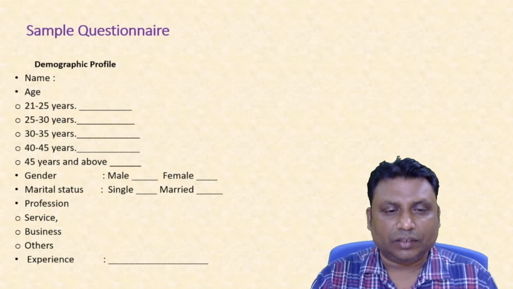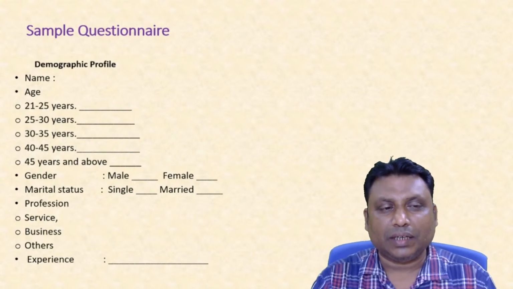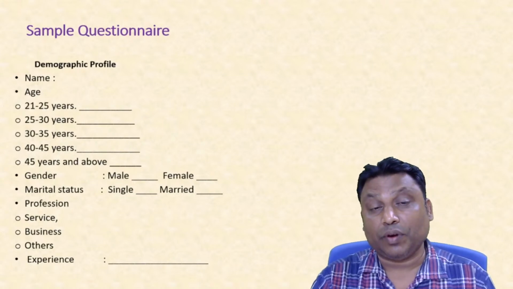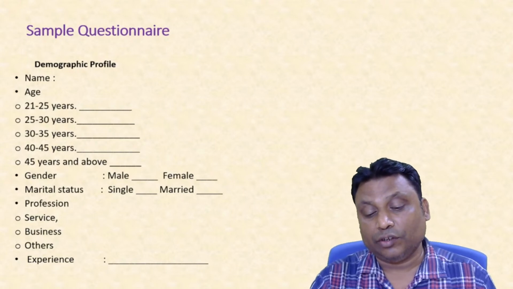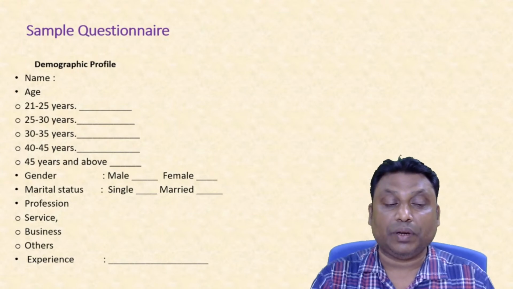Similarly, marital status, either single or married. Single you can put a tick mark, or married you can tick mark. But before that, you have to give the instruction, either put tick marks or whatever. As per the instruction, they will fill up the questionnaire.